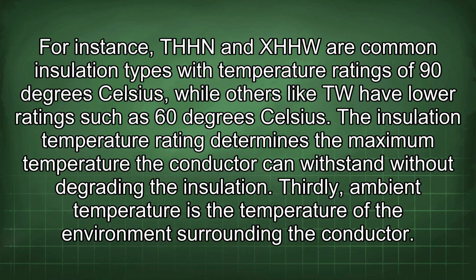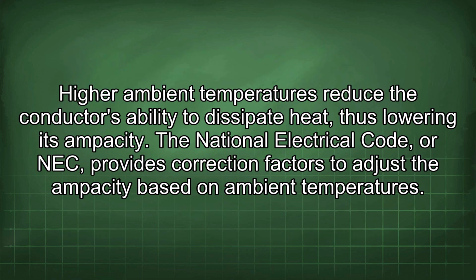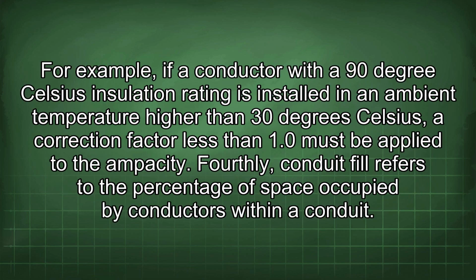Thirdly, ambient temperature is the temperature of the environment surrounding the conductor. Higher ambient temperatures reduce the conductor's ability to dissipate heat, thus lowering its ampacity. The National Electrical Code, or NEC, provides correction factors to adjust the ampacity based on ambient temperatures. For example, if a conductor with a 90 degrees Celsius insulation rating is installed in an ambient temperature higher than 30 degrees Celsius, a correction factor less than 1.0 must be applied to the ampacity.